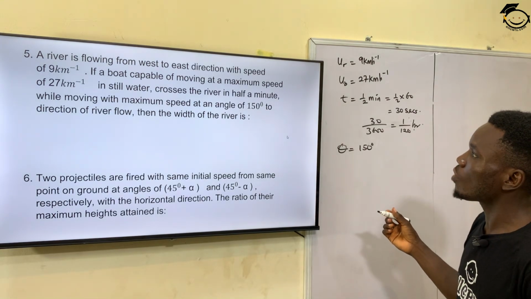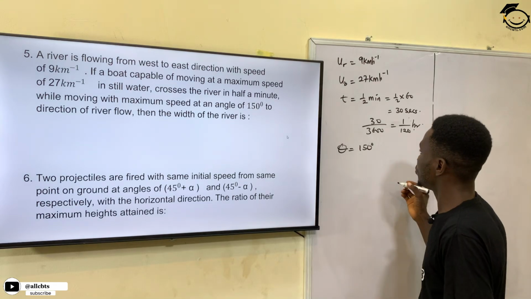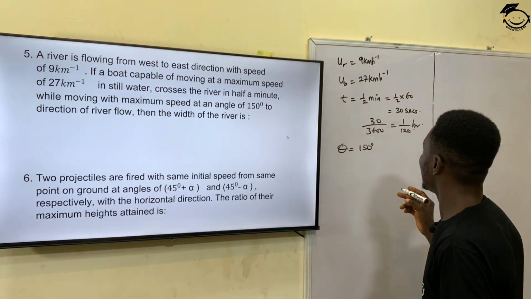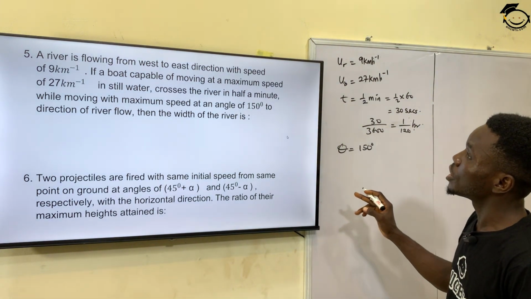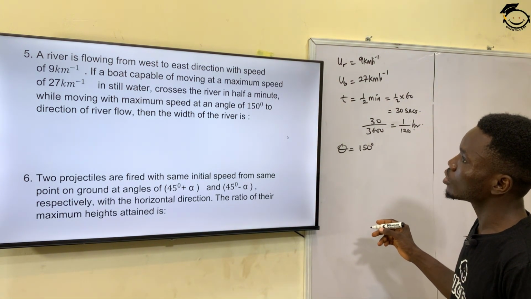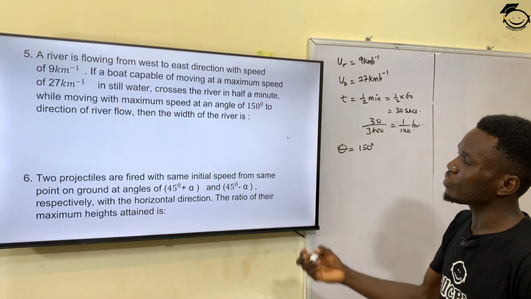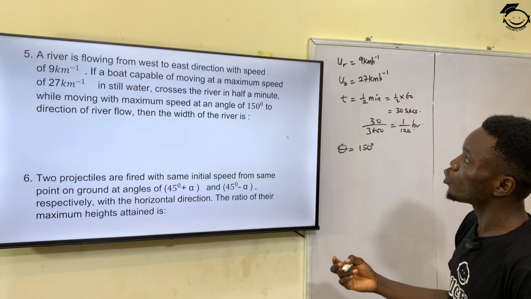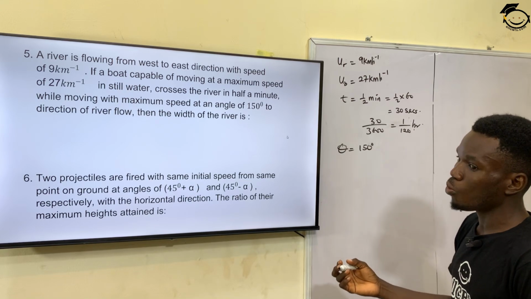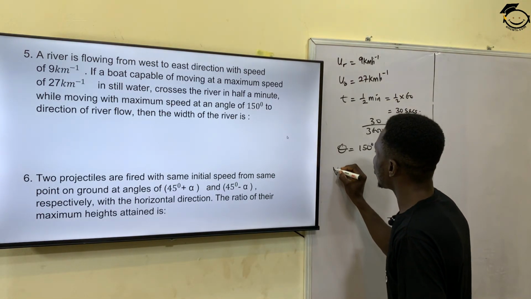Then they said the width of the river is dash. We have to find the width of the river. And how do we find the width of the river? First, we have to simply find the velocity with which it crosses the river, because this is the velocity that we are given, the velocity with which it crosses a still river, but this river is actually flowing with a speed. The river is not still. So we have to find that velocity, and that velocity is always what?